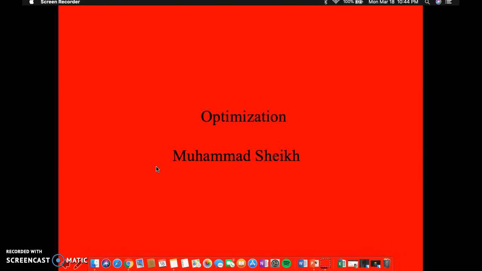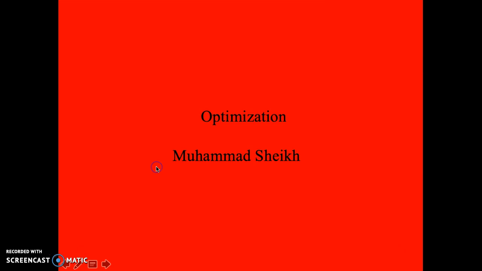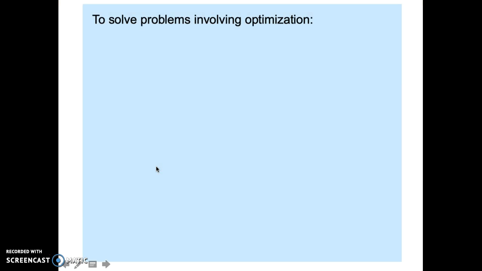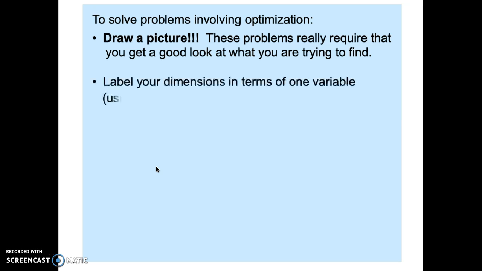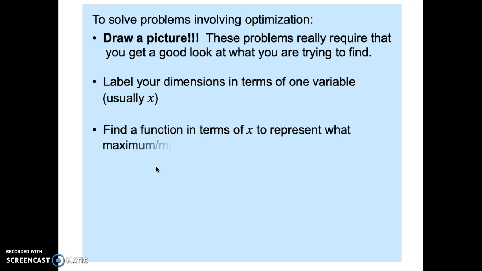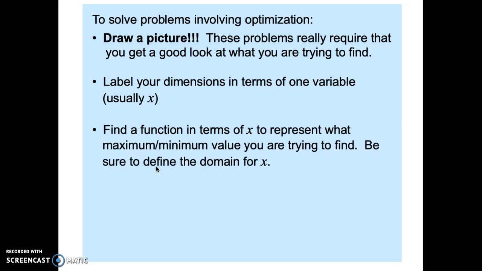Today we are going to be talking about optimization. To solve problems involving optimization, draw a picture. These problems really require that you get a good look at what you're trying to find. Label your dimensions in terms of one variable, usually x. Find a function in terms of x to represent what the minimum or maximum value you are trying to find.